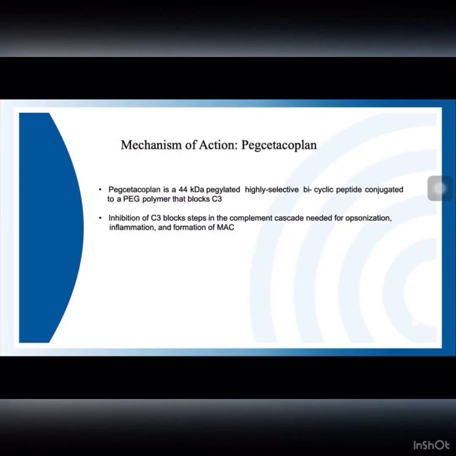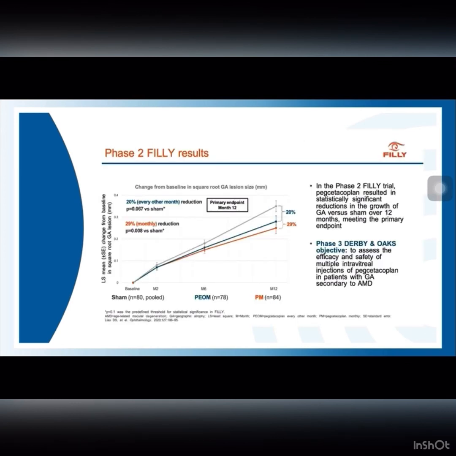The last molecule I want to talk about is pegcetacoplan. This program has actually finished phase 3 clinical trials, and I'll be sharing that data with you today. Pegcetacoplan is a 44 kilodalton pegylated, highly selective bicyclic peptide that's conjugated to a PEG polymer, and it blocks C3. As a reminder, here's the phase 2 FILLY study data where we saw pegcetacoplan resulted in significant reduction in the growth of GA versus sham over 12 months, meeting the primary endpoint. This led to the design of the phase 3 DERBY and OAKS studies.